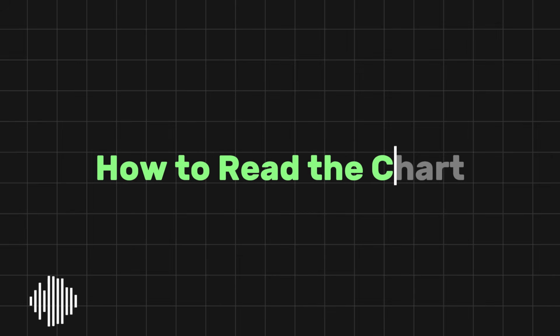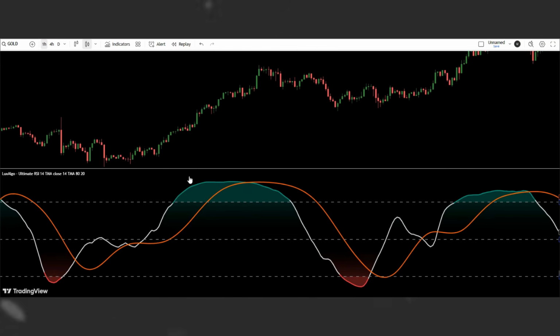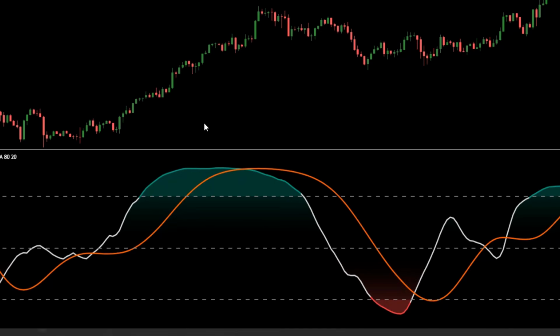How to read the chart. Now let's look at how to read the chart. Whenever the Ultimate RSI line crosses above the center line at 50, it signals the start of a bullish trend. If it goes above 80, it shows a strong uptrend and turns green. On the other hand, if the Ultimate RSI line crosses below 50, the trend is turning bearish. If it goes below 20, it shows a strong downtrend and turns red.